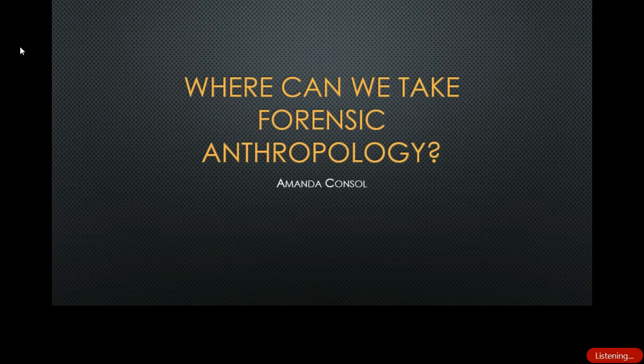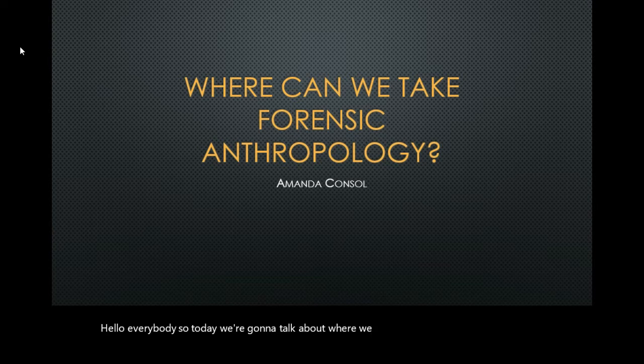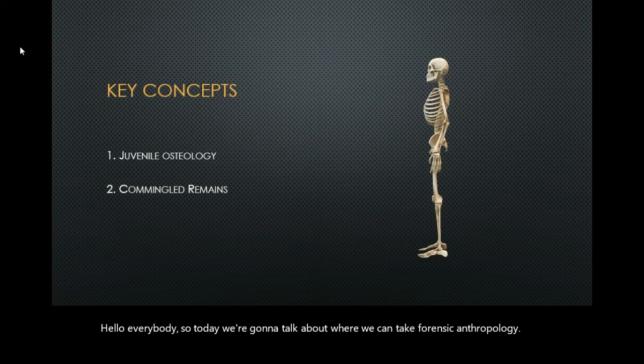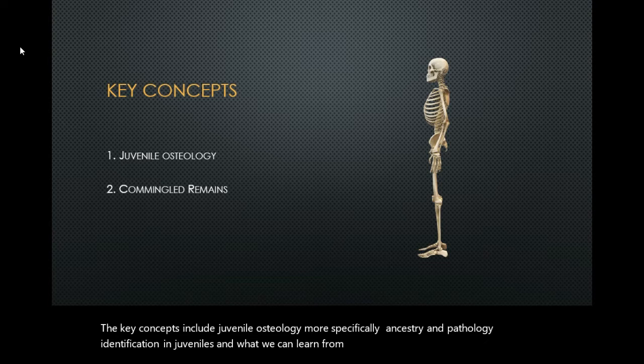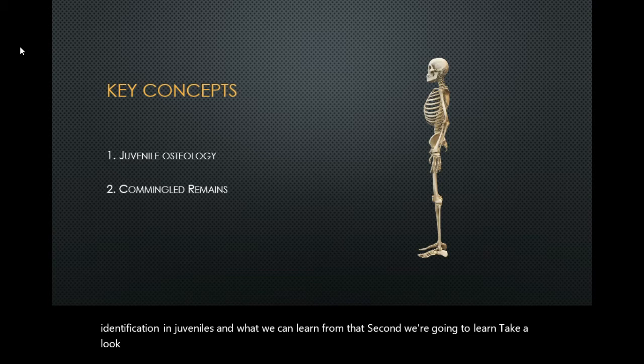Everybody, so today we are going to talk about where we can take forensic anthropology. The key concepts include juvenile osteology, more specifically sex, ancestry, and pathology identification in juveniles, and what we can learn from that. Second, we're going to take a look at commingled remains and what that means in a forensic anthropological viewpoint with disasters and cooperating with other experts.